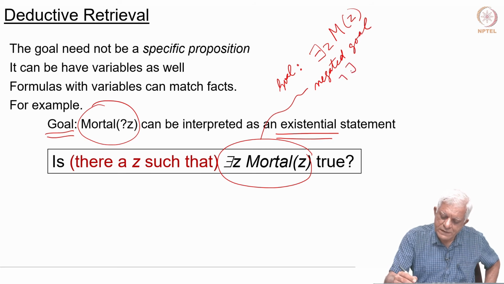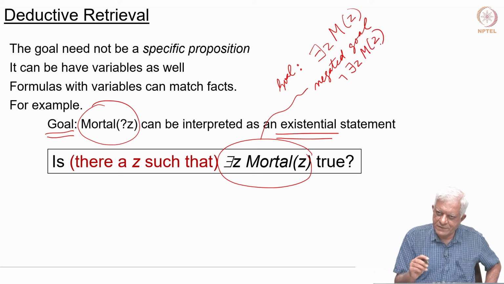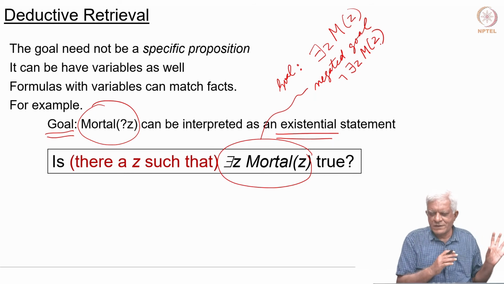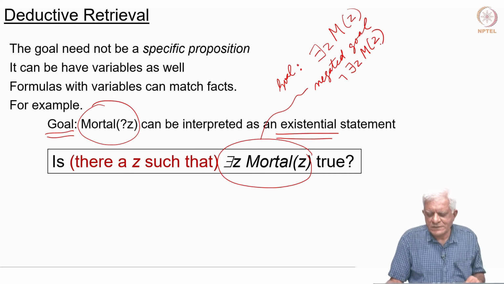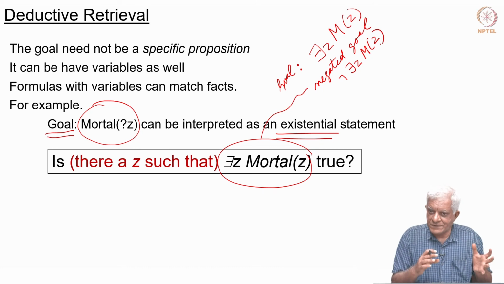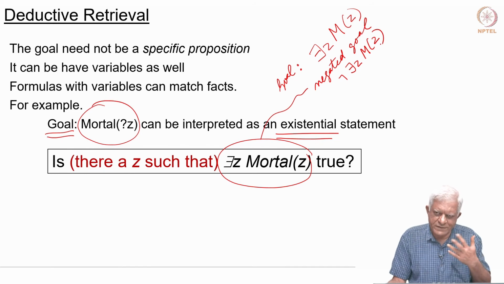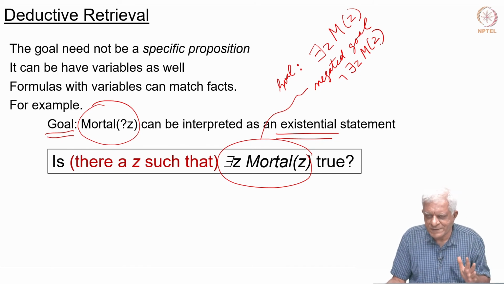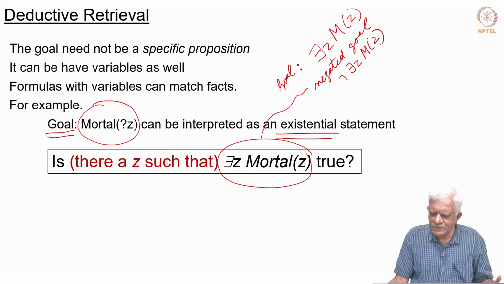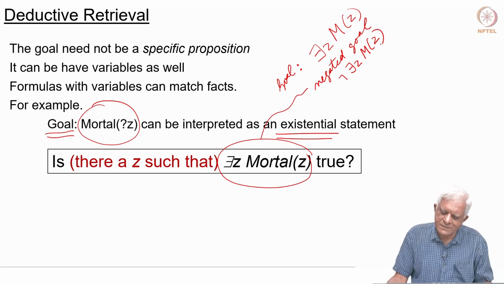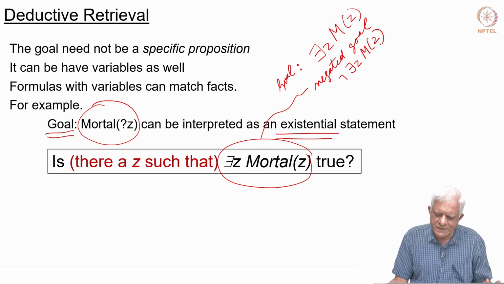Not there exists Z, mortal Z. This is an assumption, where you are adding the negative goal, and like we did when you saw the tableau method, you add the negation of the goal and then you show that it's not possible, there is something wrong, the whole system is inconsistent, there is no model, there is no interpretation that will be true, and therefore you can't make this assumption. That's the general idea of proof by contradiction.